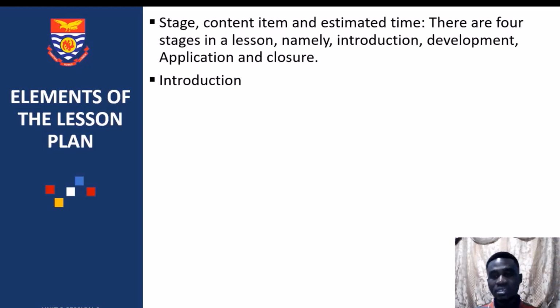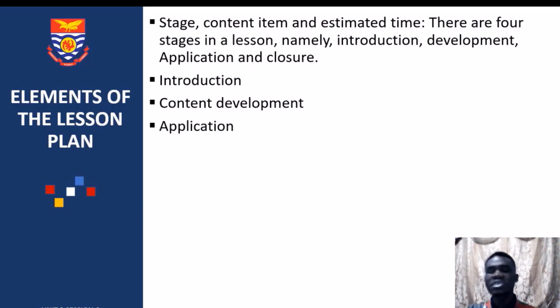So it is at this stage that you now make students ready for the lesson. You review their previous knowledge on the concept that you are about to teach. Then we come to the content development. At the content development stage, this is the main stage where the concept is being taught. And the content development can now be in steps depending on the number of objectives that you have stated.